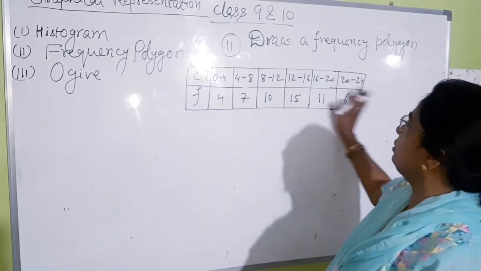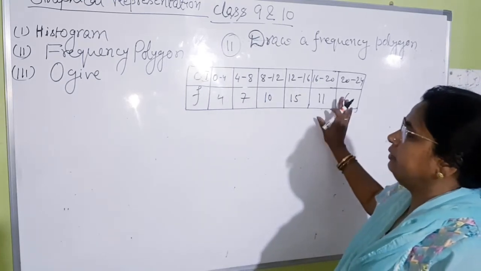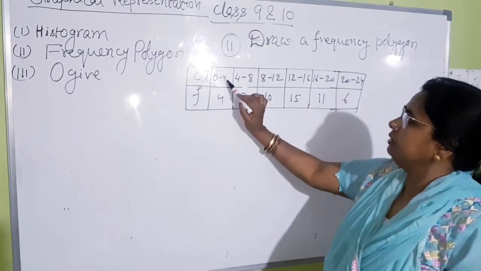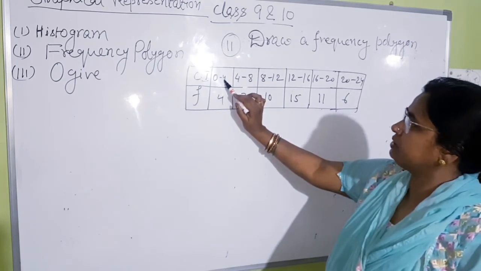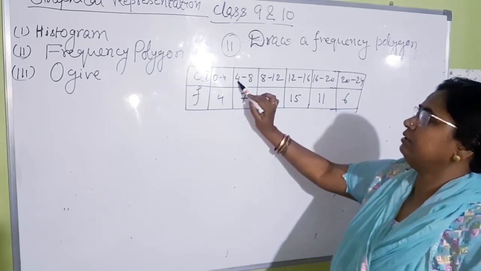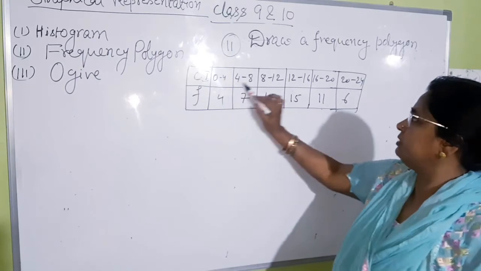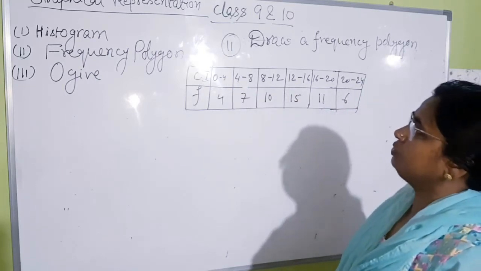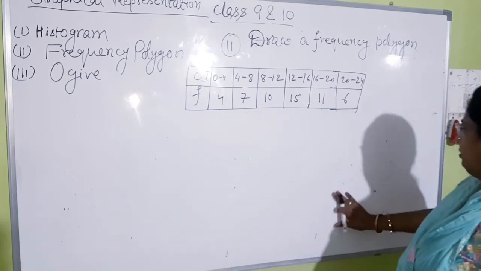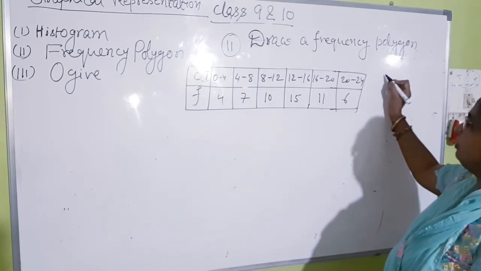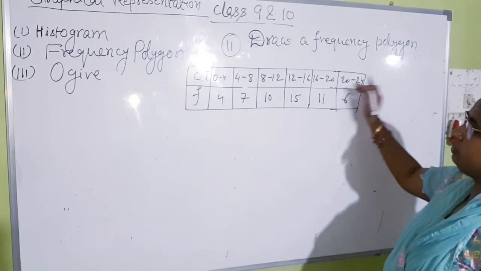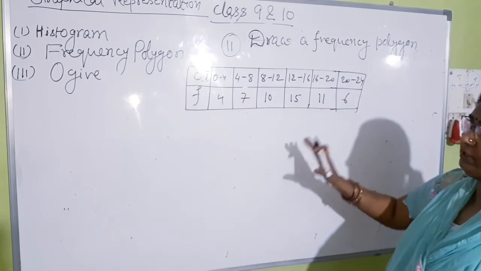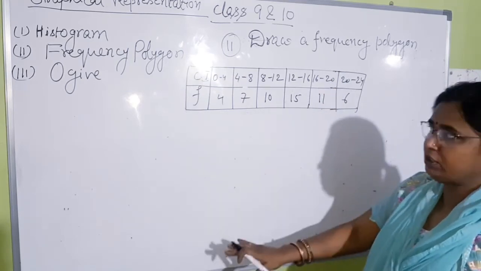Suppose class intervals are given like this. It is clear that your class interval is exclusive, because the upper limit of the first class coincides with the lower limit of the second class. That's why it is a continuous frequency distribution in exclusive form. Now we will draw. Whatever you are doing, you have to write the steps also, step by step.